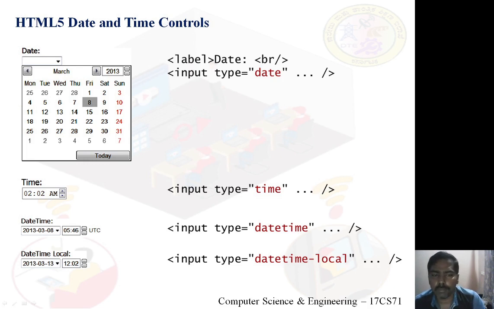Suppose next I want both date and time fields together. I again need to make use of the input tag, but here the type is datetime. So you can see this again in the slide.